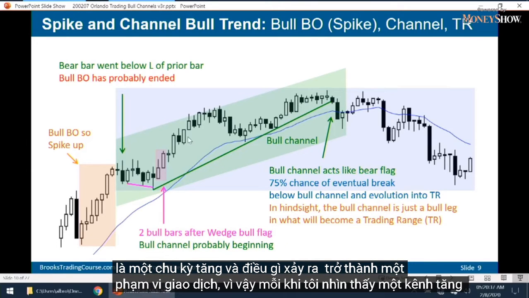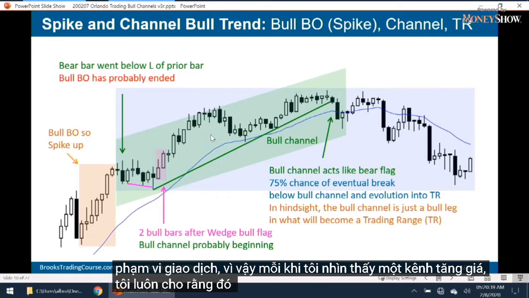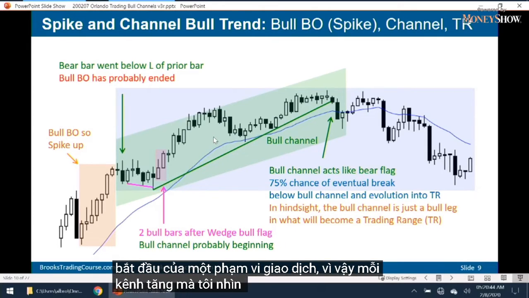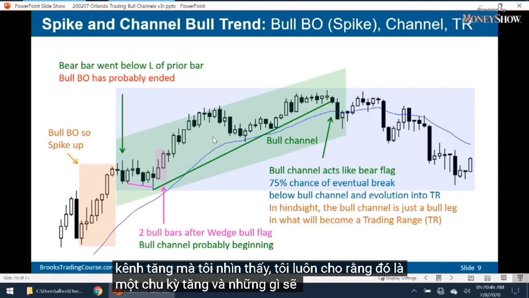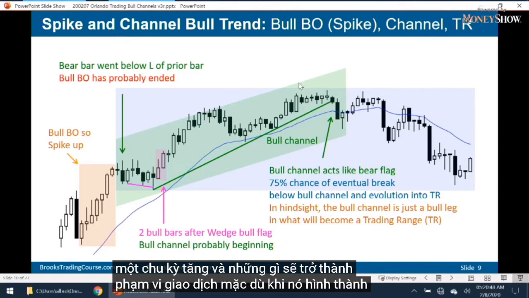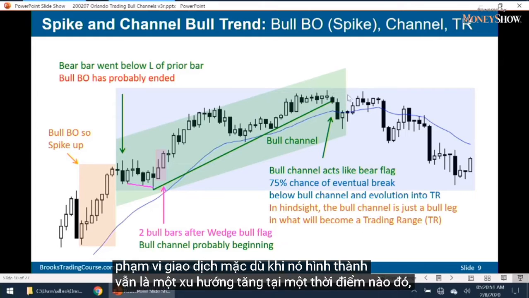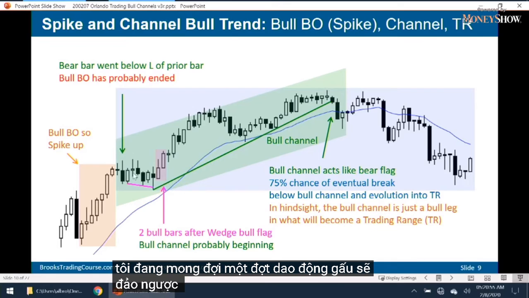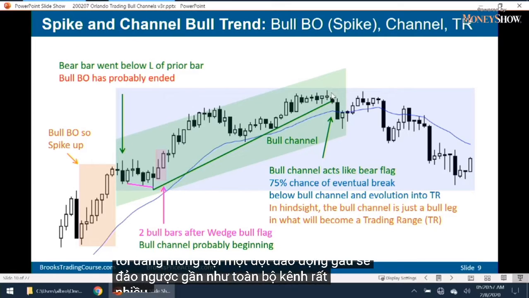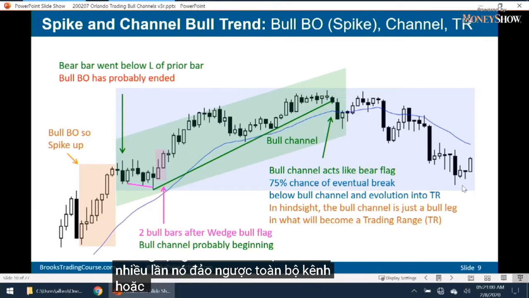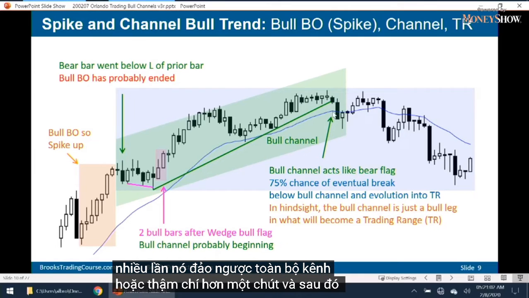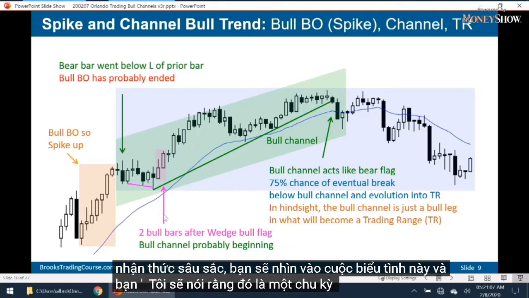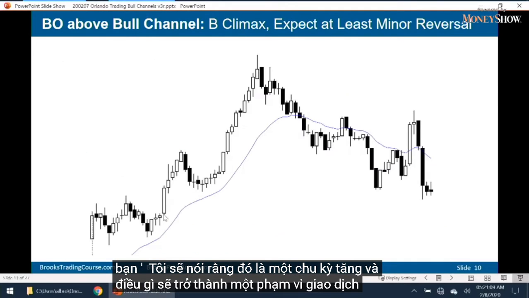So every time I see a bull channel, I always assume that it's the start of a trading range. Every bull channel that I see, I always assume it's a bull leg and what will become a trading range, even though as it's forming, it's still a bull trend. At some point, I'm expecting a bear swing that will reverse almost the entire channel. A lot of times it reverses the entire channel or even a little bit more. And then in hindsight, you'll look at this rally and you'll say that it was a bull leg and what was to become a trading range.